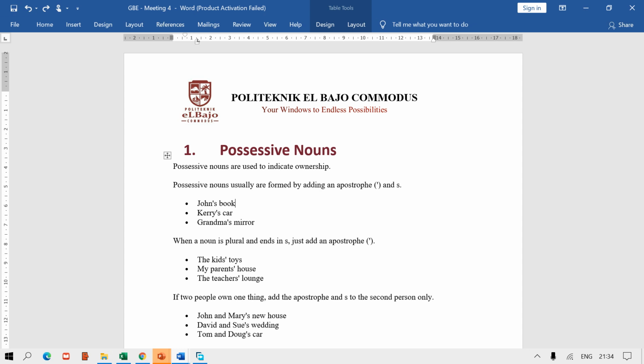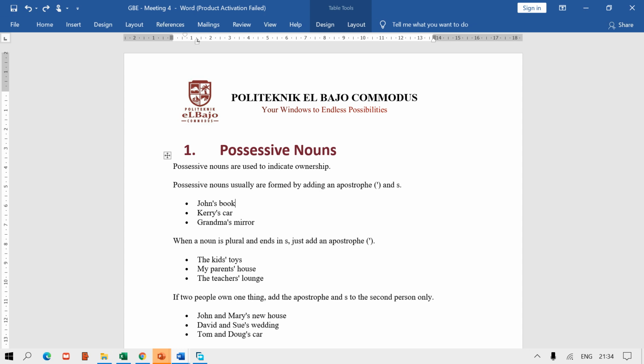What are possessive nouns? Possessive nouns are used to indicate ownership, jadi menunjukkan kepemilikan. Possessive nouns are usually formed by adding an apostrophe s. For example, John's book, Carrie's car, Grandma's mirror, etc. Or when a noun is plural and ends in s, just add an apostrophe at the end of the noun, like the kids' toys, my parents' house, the teacher's lamp.